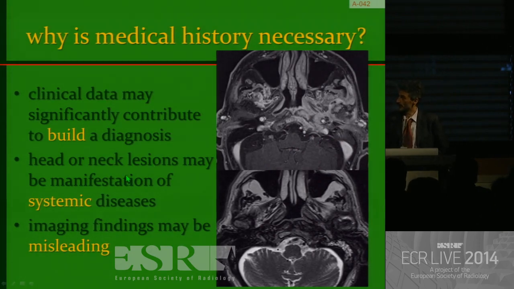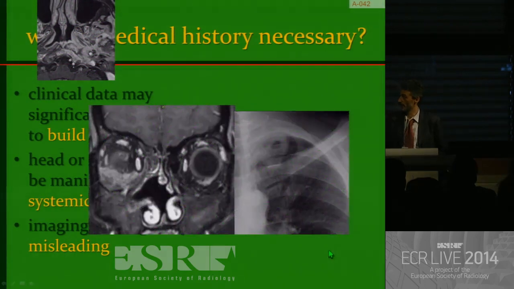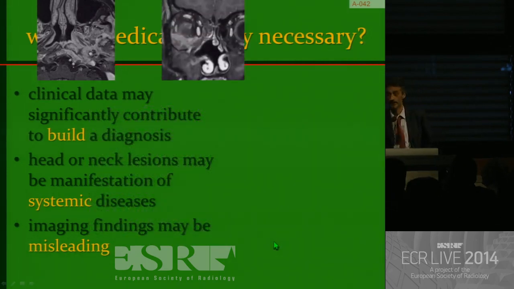The second point is that head or neck lesions may be manifestation of systemic diseases. And if you have the full picture of the patient, you may understand that very much. This is a pretty aggressive kind of paranasal disease with bone destruction, obliteration of sinus cavities, and an orbital mass. But if you know that this patient has something going on in the lung, you may easily understand or suggest that this is Wegener granulomatosis of the paranasal sinuses.